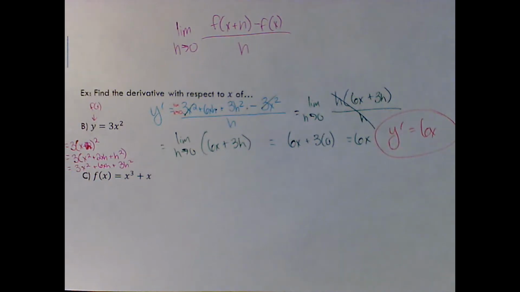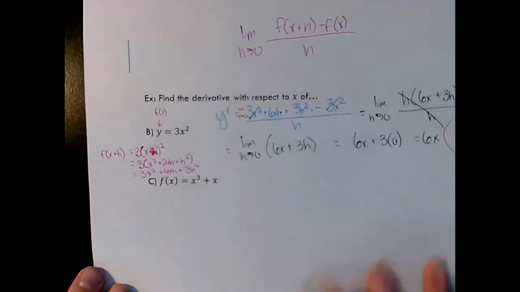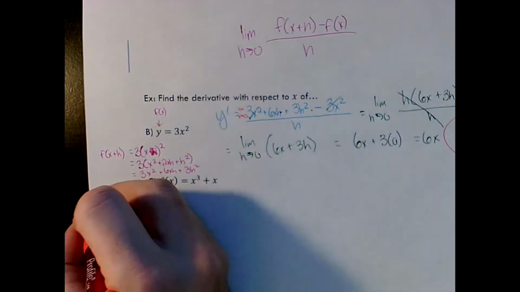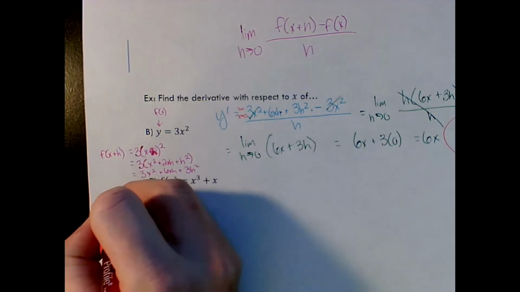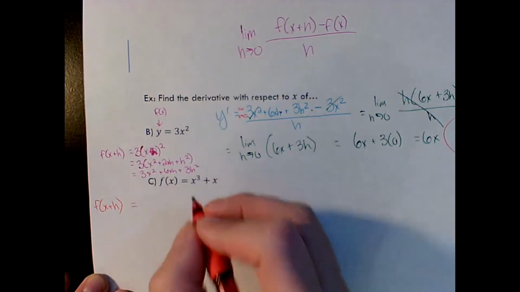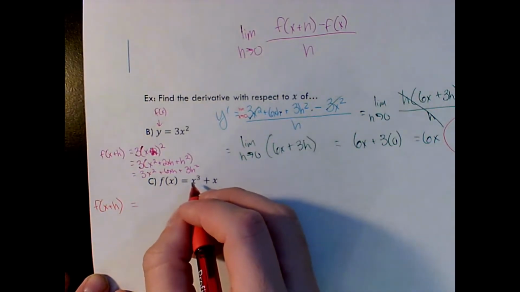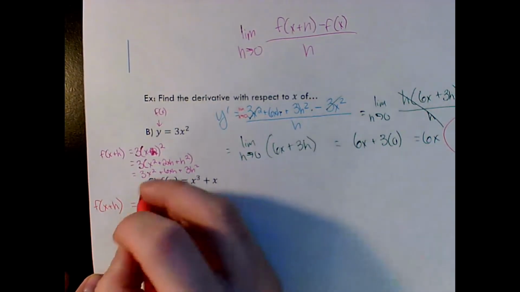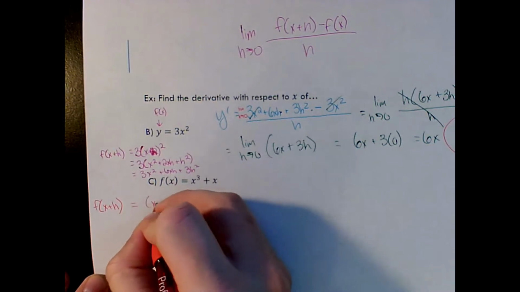What was I thinking? Anyway, find the derivative with respect to x of f of x equals x cubed plus 3. This is not going to be pretty. Hopefully I have enough space. Let's worry about what f of x plus h is. This is not going to be the fun part. You ready? And here's why. Because I'm going to replace every x with x plus h.